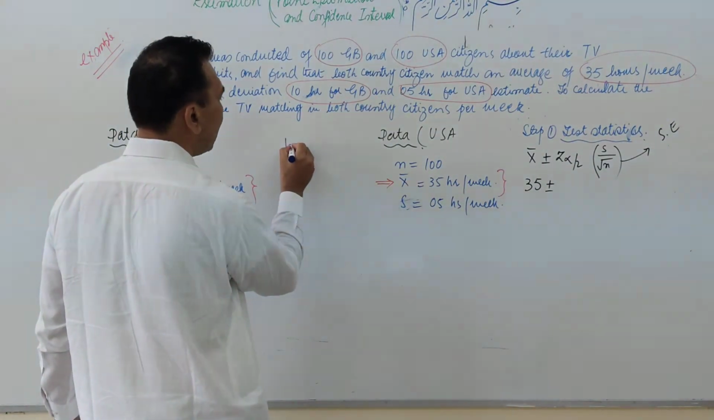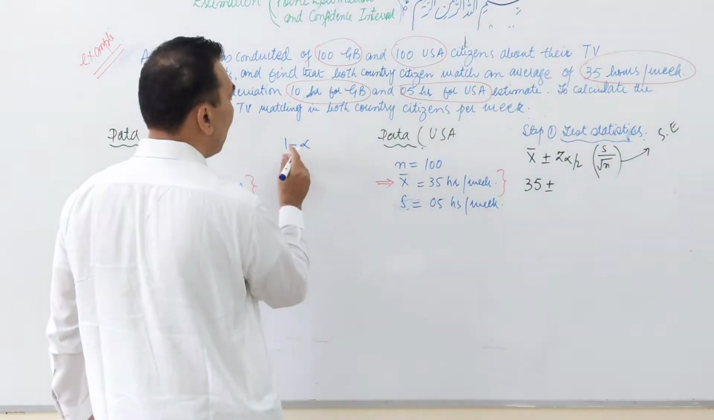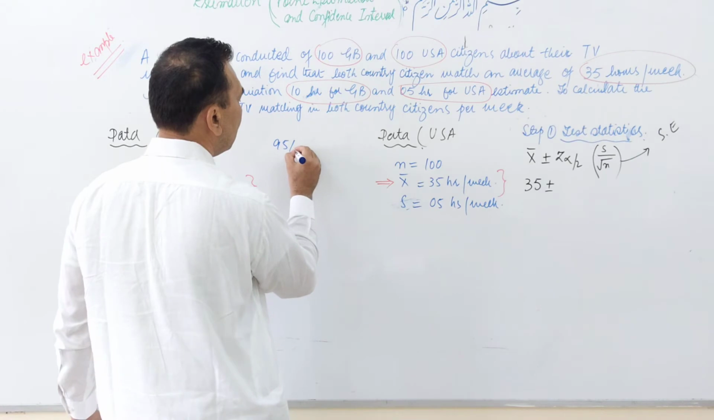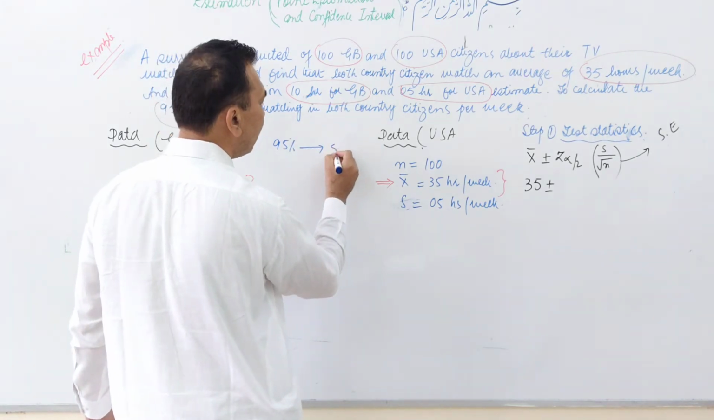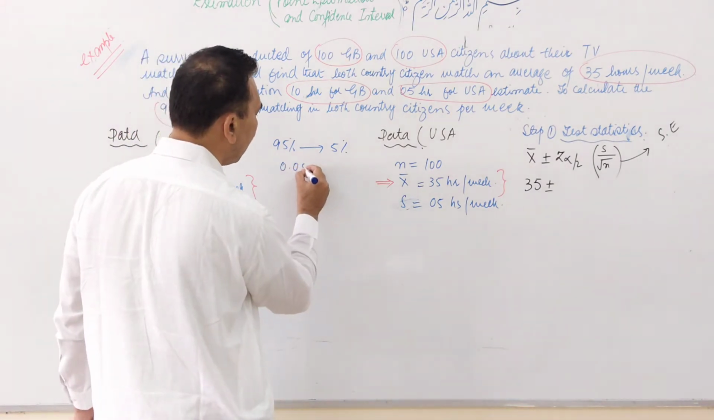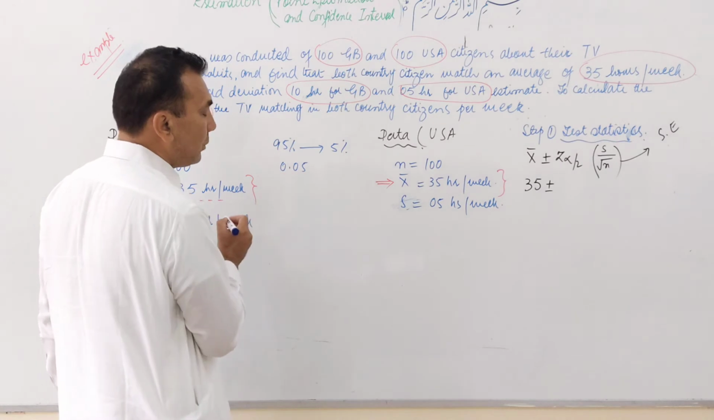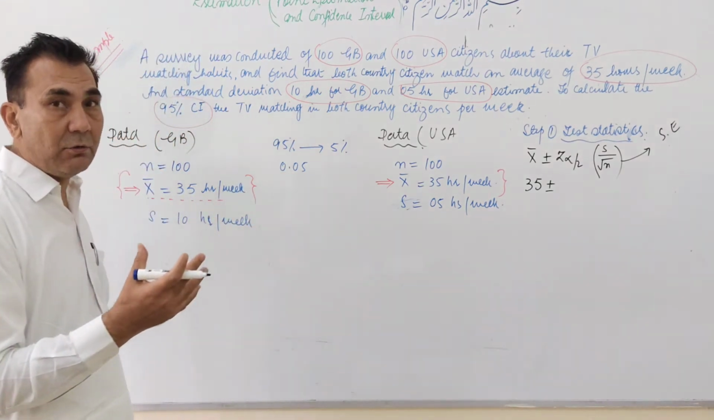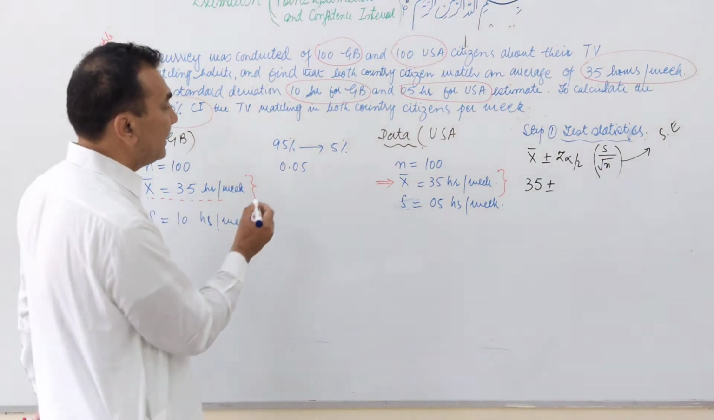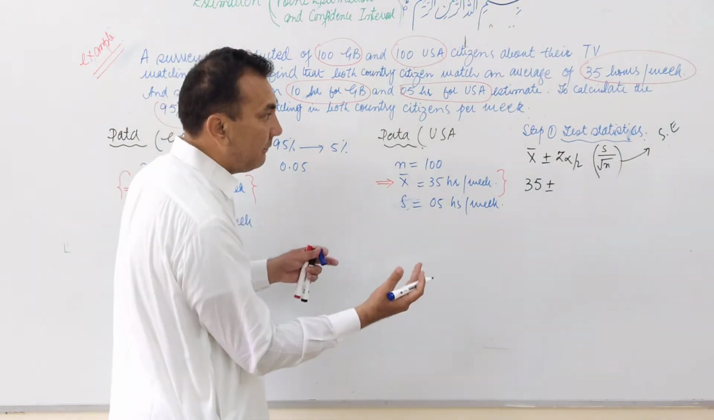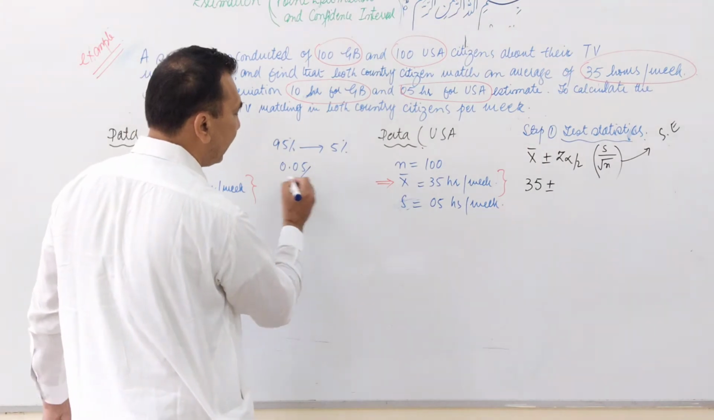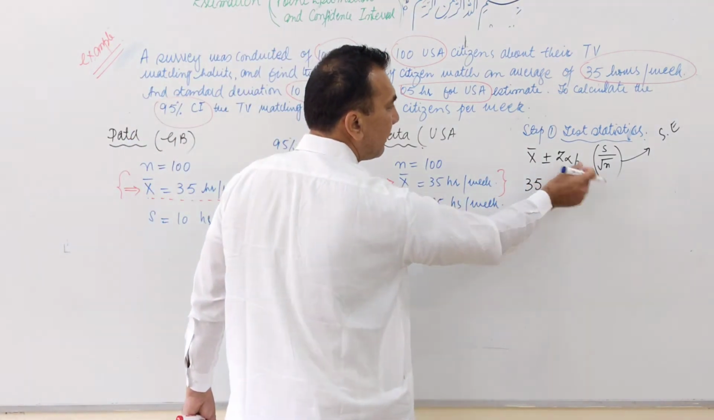Now 95% confidence interval, what will it be? 95% means the margin of error is 5%, and this 5% we convert to 0.05. Now 0.05 is the level of significance, the alpha. Now we know that plus minus is both ends, so we divide it. So what is z alpha by 2?